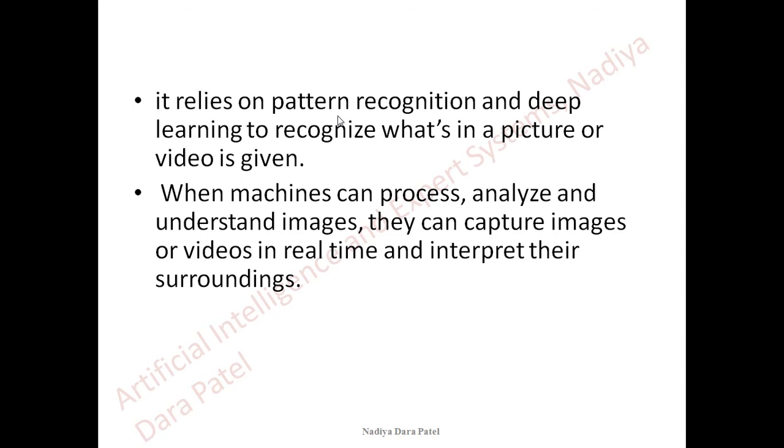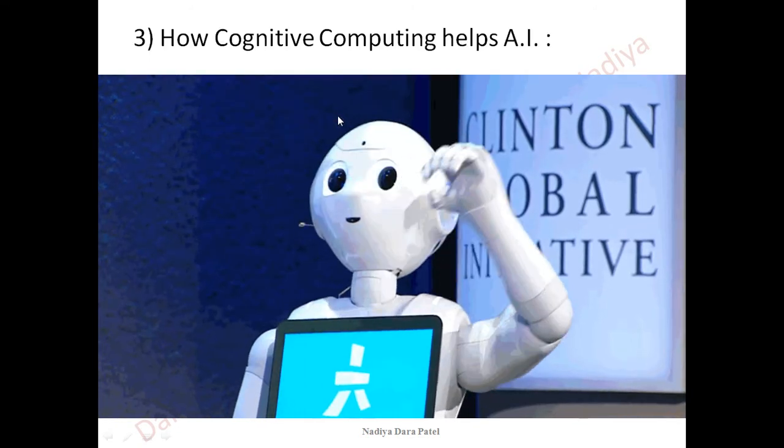When machines can process, analyze and understand images, they can capture images or videos in real time and interpret their surroundings. So write it down in your notes that one example is finding criminals with the help of CCTV cameras and AI-enabled software from a mob of hundreds of people.